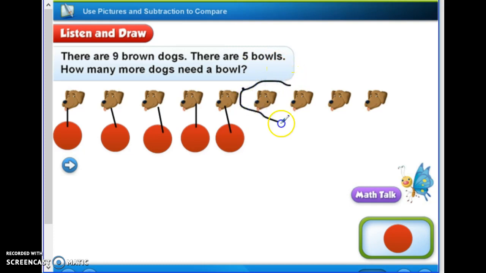These dogs don't have a bowl. How many dogs need a bowl?